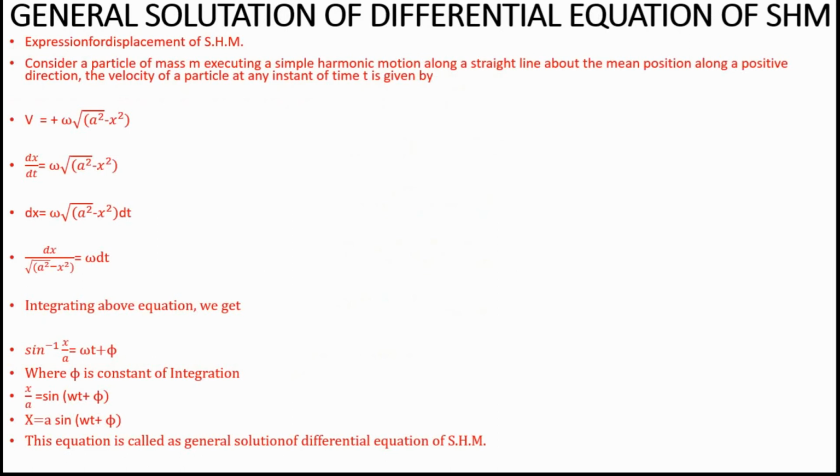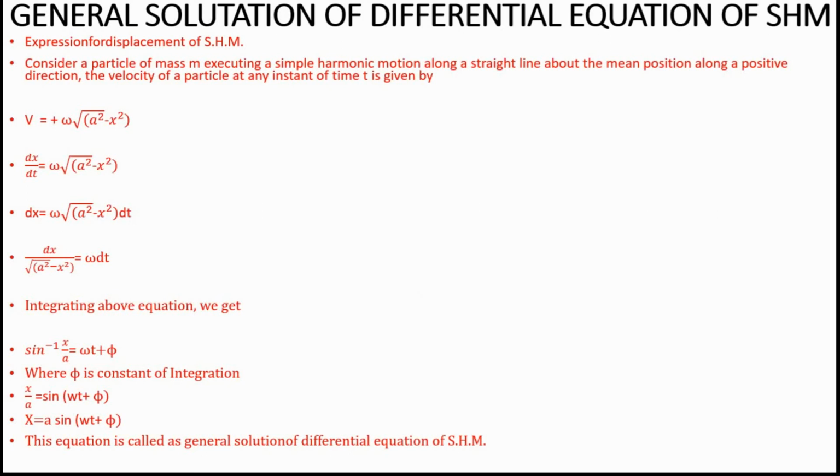Now, the general solution of the differential equation for displacement. We know v is equal to plus omega square root of a square minus x square. v is nothing but dx by dt, so dx by dt is equal to omega square root of a square minus x square. Now dx is equal to omega square root of a square minus x square into dt. Separating the variables, dx upon square root of a square minus x square is equal to omega into dt. Integrating, we get sin inverse of x upon a is equal to omega t plus phi, where phi is the constant of integration.